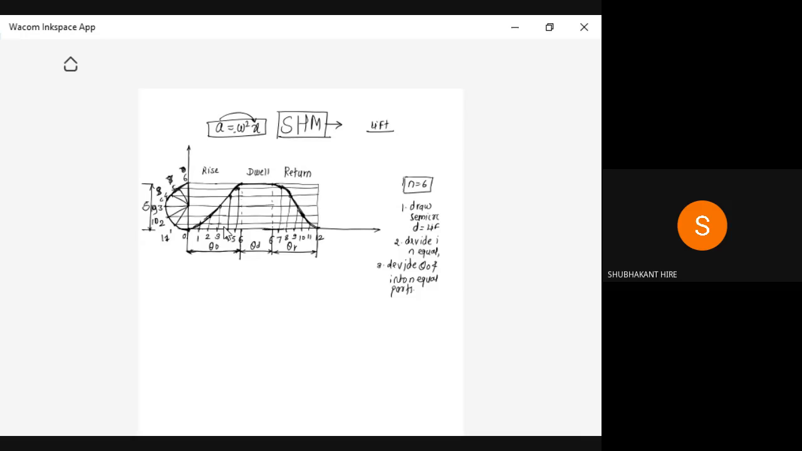Sir, first we have to draw x-axis, y-axis. Then on y-axis, displacement. On x-axis, theta. Then draw a semicircle on the y-axis. Divide it into n parts. We take here n as x. Then on x-axis, we have to divide it as theta 0 and theta r.